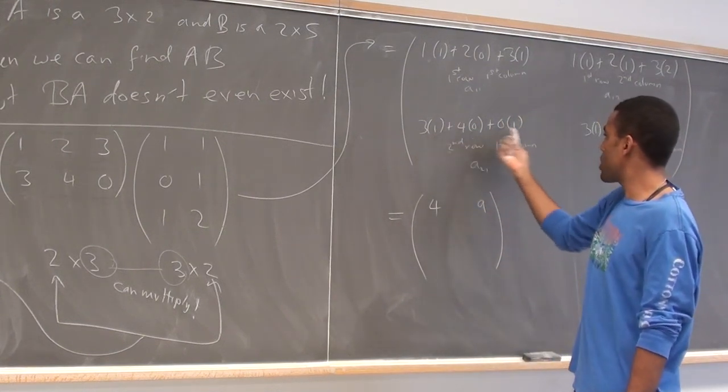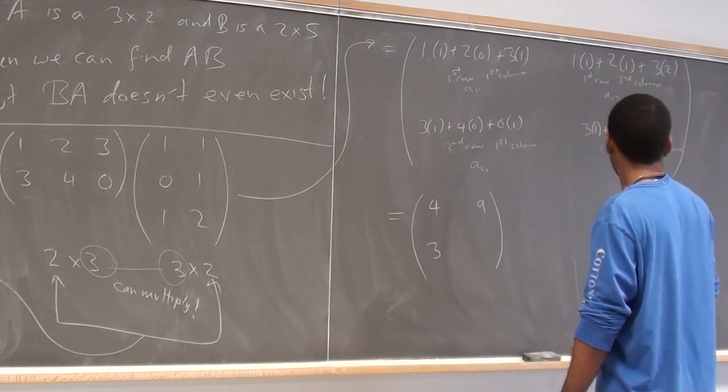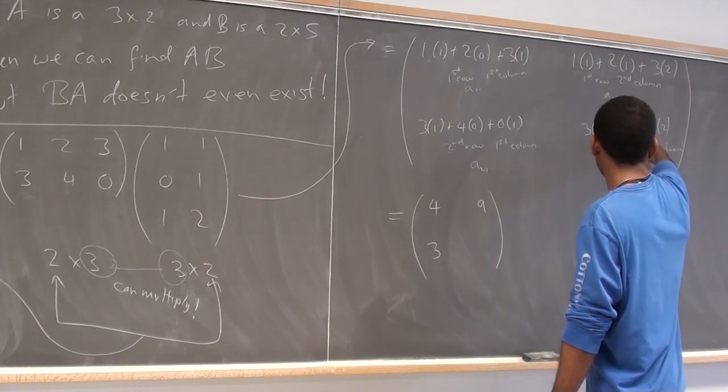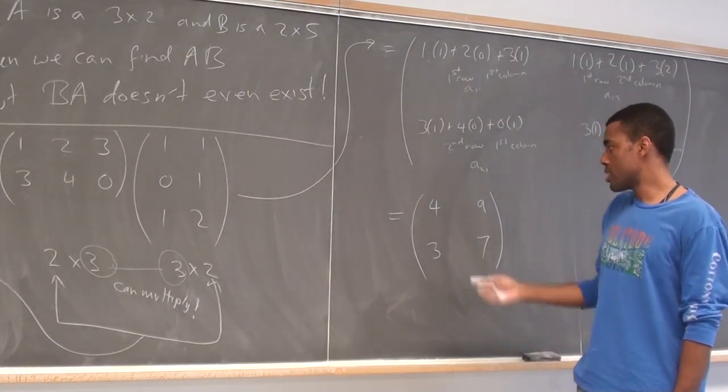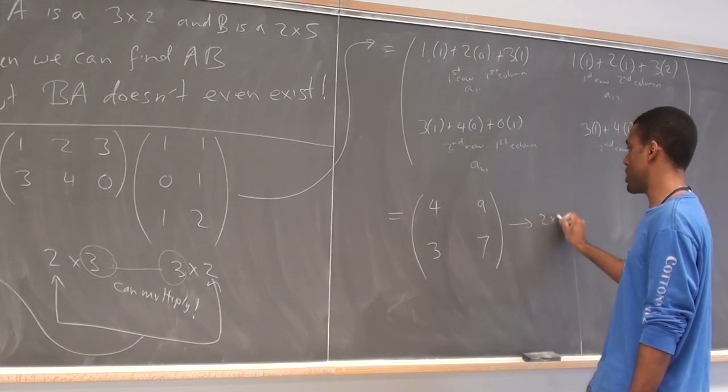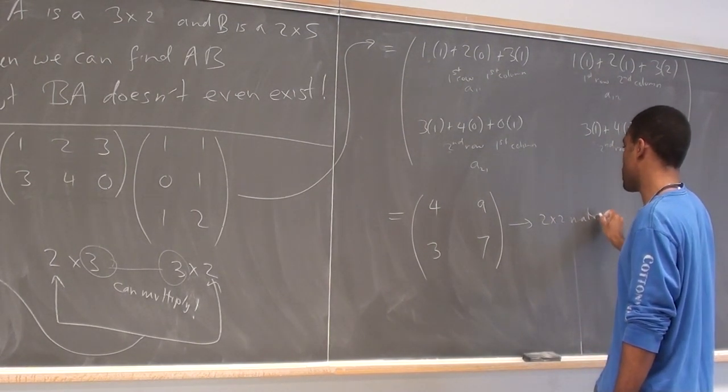This is 3 plus 0, that's just 3. And this is 3 plus 4 is 7 plus 0. And this is a 2 by 2 matrix, so I know we did it correctly.